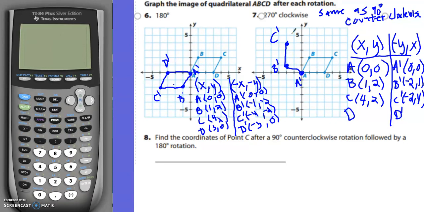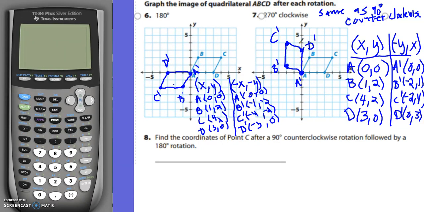And lastly, D is 1, 2, 3. So 3, 0. So it is going to be 0, 3. So 0 up 1, 2, 3. We're going to call that D prime.